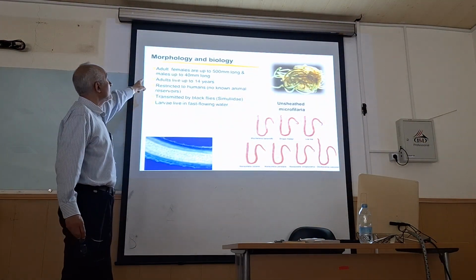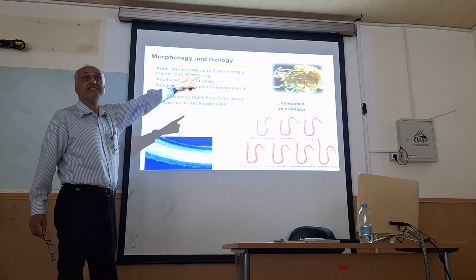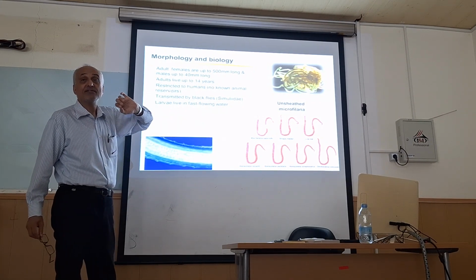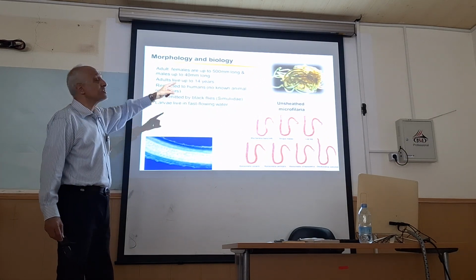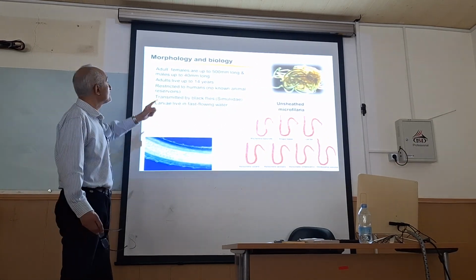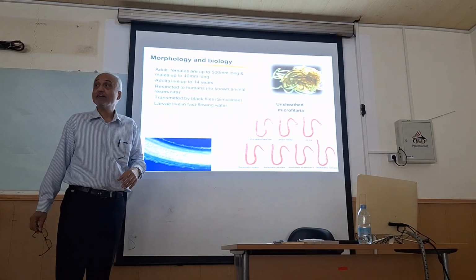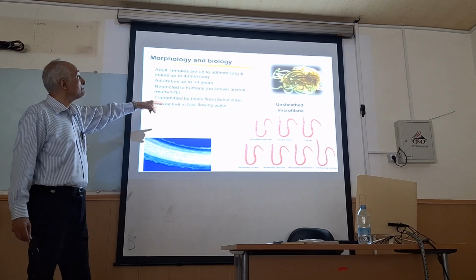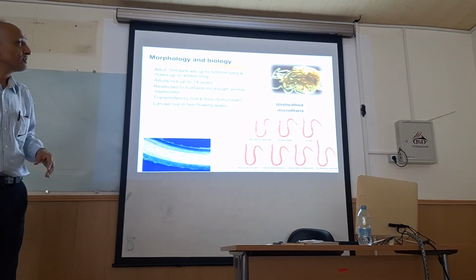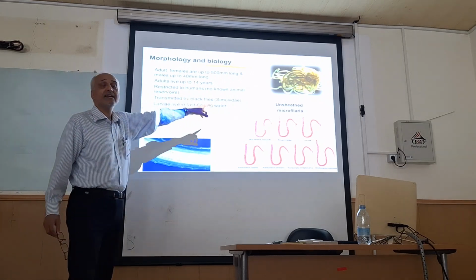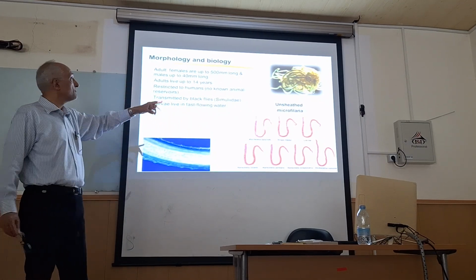Morphology and biology. Around 50 centimeters, the females are coiled. Adults live up to 14 years. Restricted to humans, no non-human animal reservoir. Transmitted by black flies, not mosquitoes. Black flies, Simuliidae: Simulium damnosum and Simulium neavei in Africa.